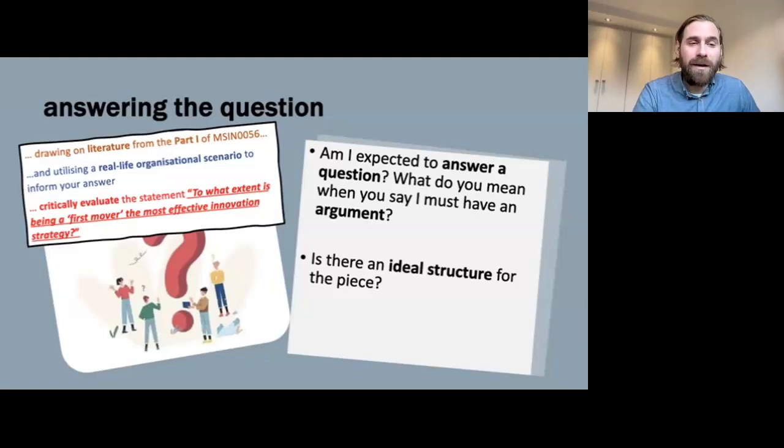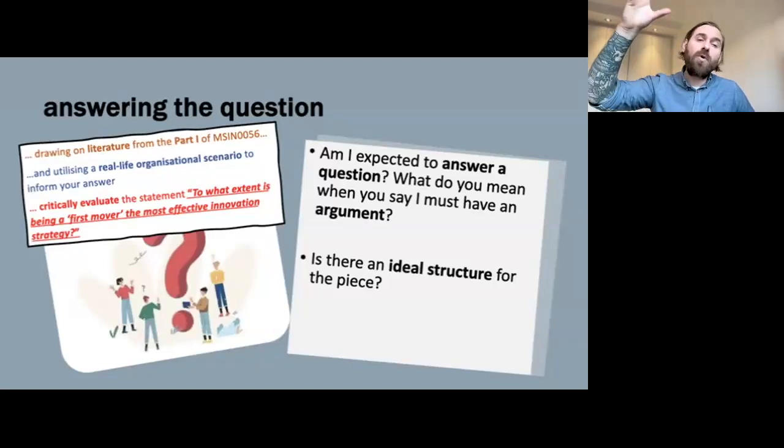Do you think that being a first mover is always the most effective innovation strategy? Yes, no, or it depends. Whatever you think there, that is really important because you can probably explain that in a very short space of time. You can probably say, yes, I think it is most important to be a first mover because reason, or no, because reason, or it depends because reason. That sentence or that couple of sentences is really central to your piece because that is what gives it a core narrative that runs the whole way through.